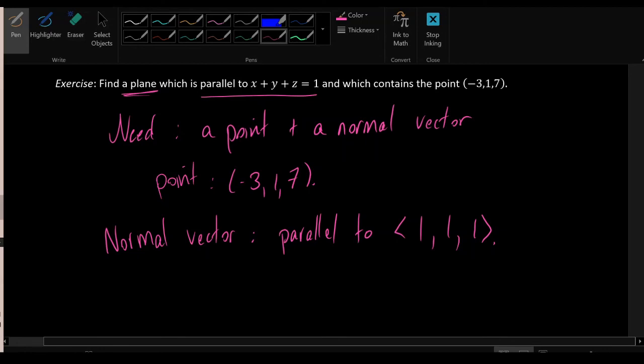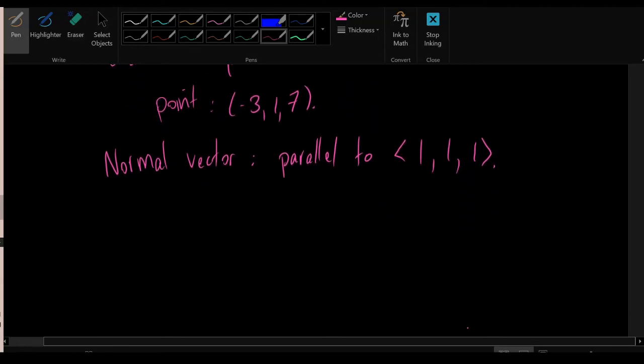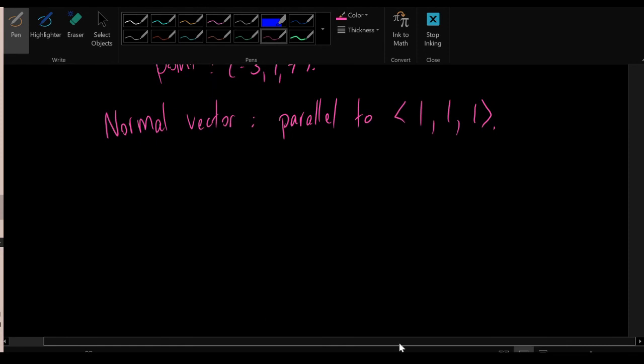Now, any vector parallel to 1, 1, 1 will do here. Once again, there is an infinite collection of possible choices for the normal vector to a plane. The simplest choice here for a vector which is parallel to 1, 1, 1 is to use 1, 1, 1 itself.